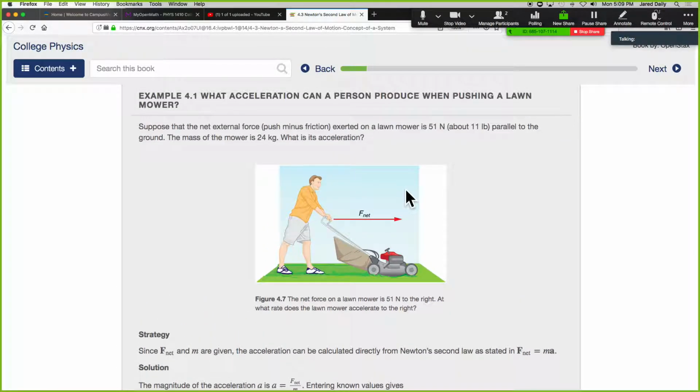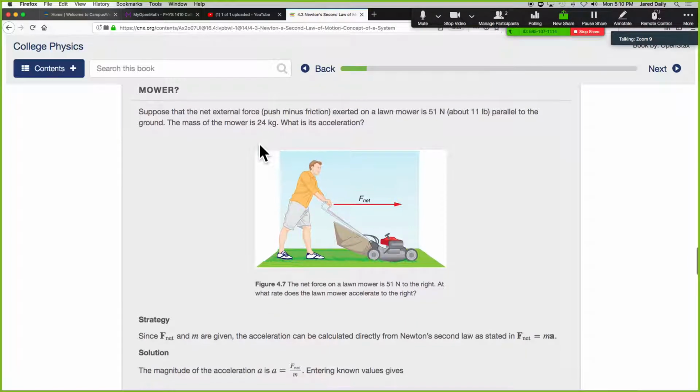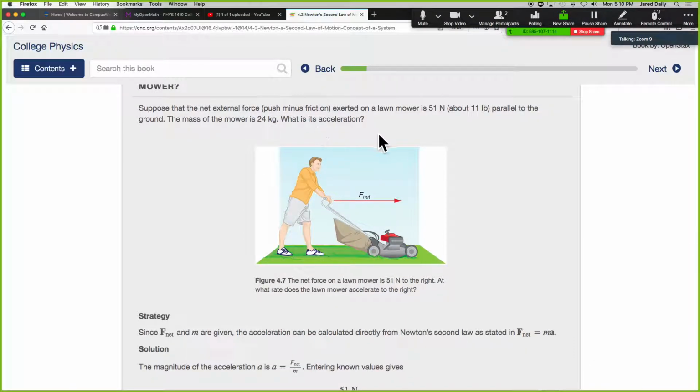So they're telling us that the pushing force minus the friction is the net force shown here at about 51 newtons, about 11 pounds, they're saying. And it's parallel to the ground. Then the mass of the lawnmower is 24 kilograms. We want to know what's the acceleration.